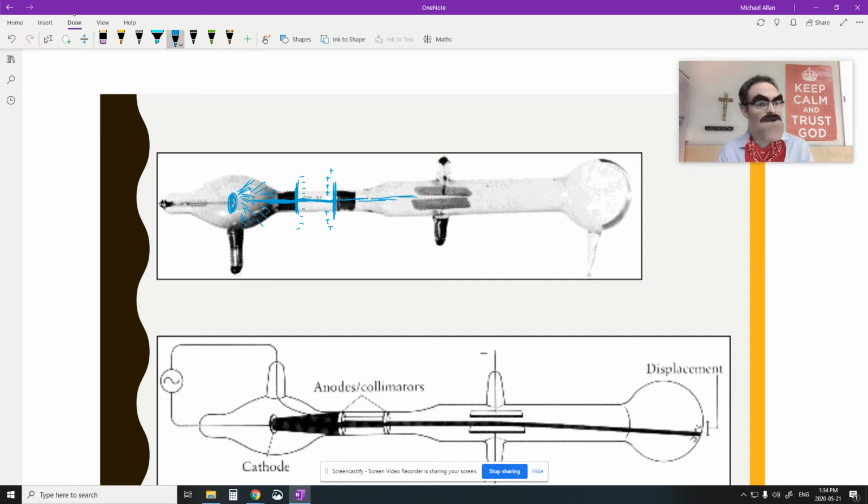And then they go through this other parallel plate system right here, where you might have a positive plate on the top and a negative plate on the bottom, or vice versa. And the electrons would bend up and hit the screen detector on the other side. All right, that was the basis of any cathode ray tube experiment. Okay.